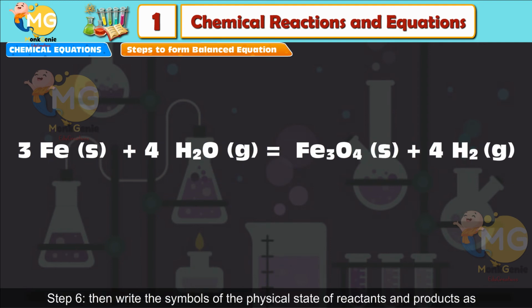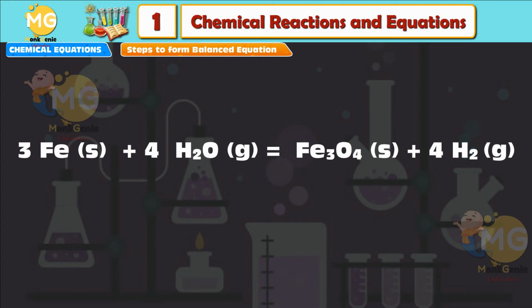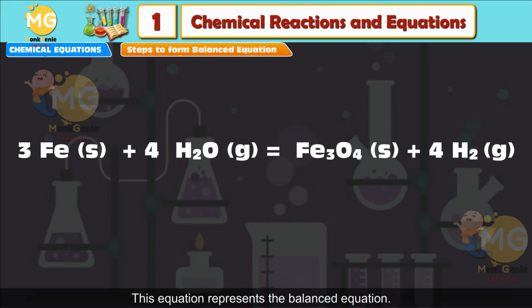Step 6. Then write the symbols of the physical state of reactants and products as shown below. 3Fe plus 4H2O equals Fe3O4 plus 4H2. This equation represents the balanced equation.